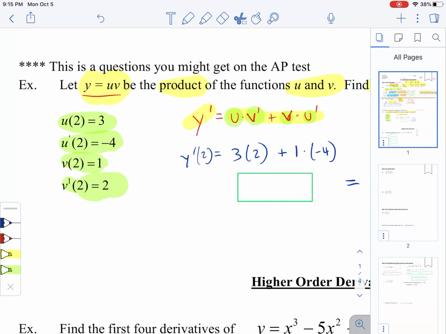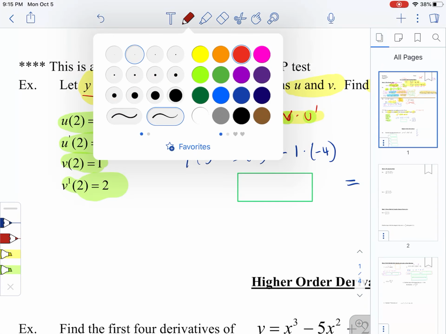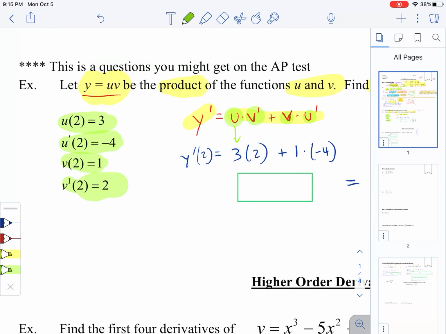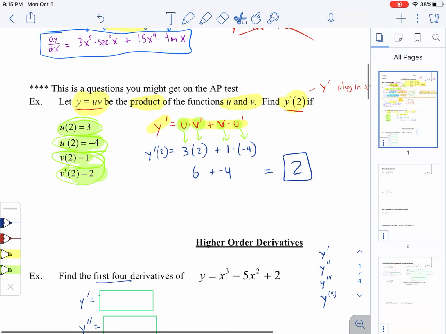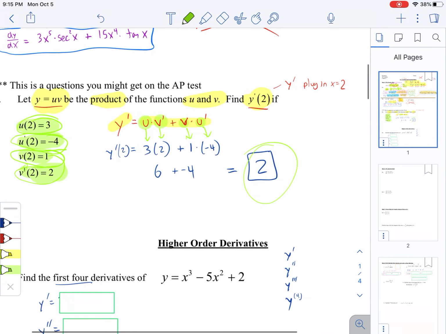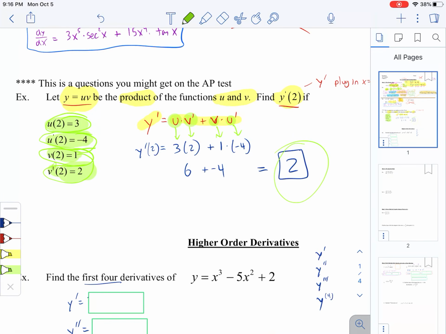Okay. The u of 2, remember I'm plugging in 2 here, the u of 2 is just 3. It told us that right there. Check it out. The v prime of 2, it's just 1. That's a v prime. The v of 2 is, ooh, right there. It's 1. And the u prime at 2 is right here, -4. And then just do the math. Bang. 6 plus -4 is 2. 2 is the answer. Okay? Looks weird. Turns out it's a really easy product rule problem.